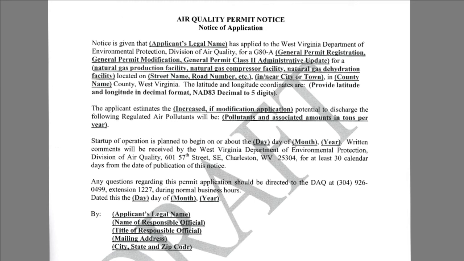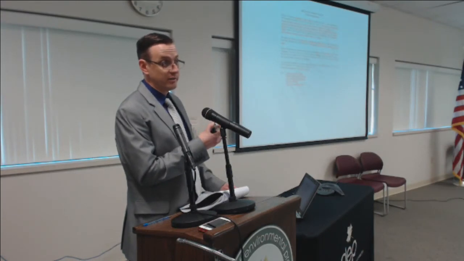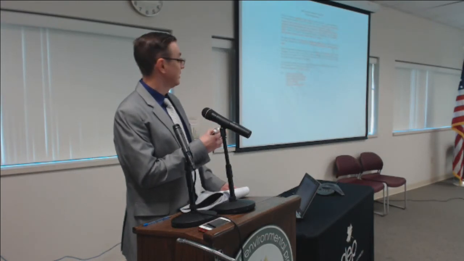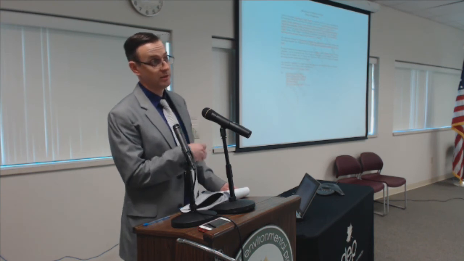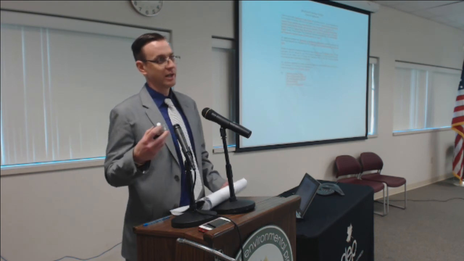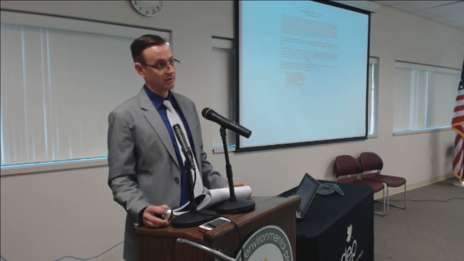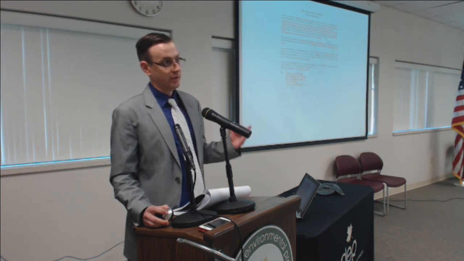If it's a modification, then what you say is the applicant estimates the increased potential to discharge the following regular air pollutants will be, and you need to include those. Just include the increase. If you're decreasing emissions, indicate that, like NOx will increase by 5 tons per year and CO is going to decrease by 3 tons a year. I don't really know how that's possible, but you could have situations where some of the pollutants decrease and some increase if it's a modification. So you need to indicate that.